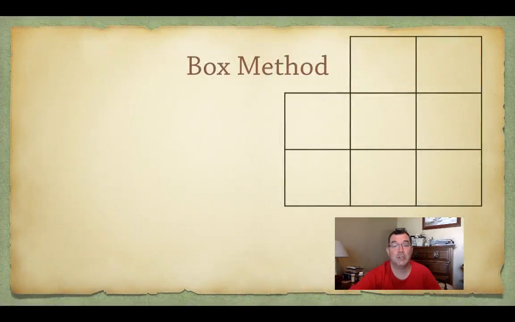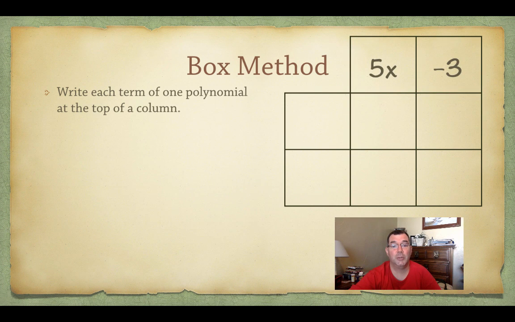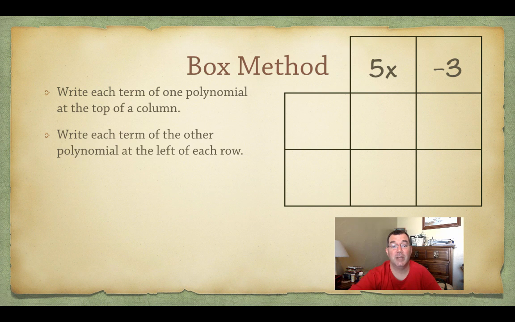And then lastly, I'm going to show you the box method. This is my favorite. Students really like this method. You've seen it before when we were multiplying monomials by polynomials, so we're going to use it with this one. So each term of one polynomial is going to go at the top, so the 5x minus 3 is going to go there. And then each term of the other polynomial is going to go at the left of each row. And I'm just going to multiply whatever's at the top of a column by whatever is at the left of a row and keep track of that in those little squares there.